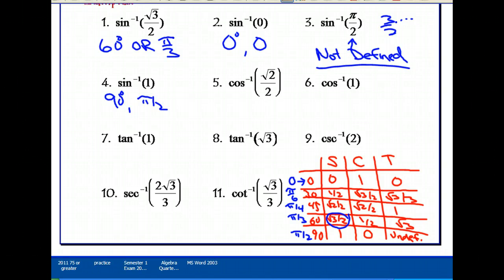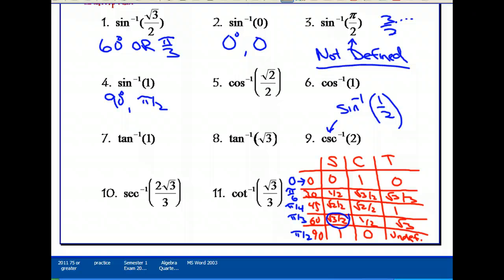Or pi halves. We can do the cosines as well, or the tangents. Let's skip down to number 9 because we've got the cosecant inverse of 2. And so the cosecant is not on our chart, so we take the reciprocal. The reciprocal of cosecant is sine, so we have the sine inverse. We also then take the reciprocal of the inside. So the cosecant inverse of 2 is the same as the sine inverse of a half.